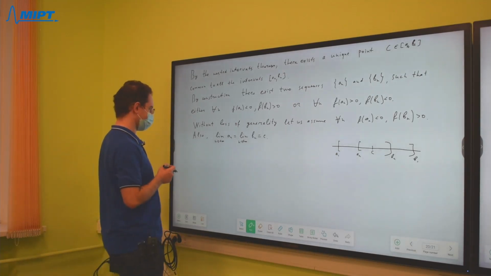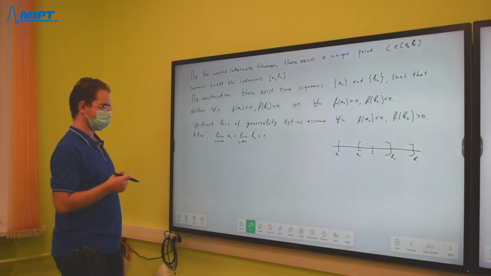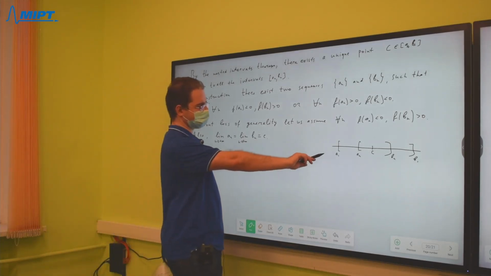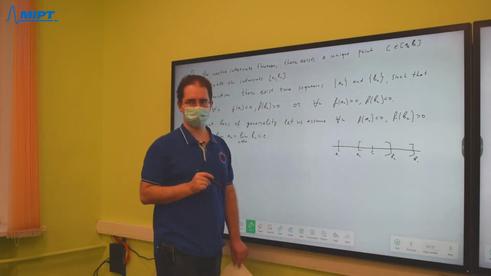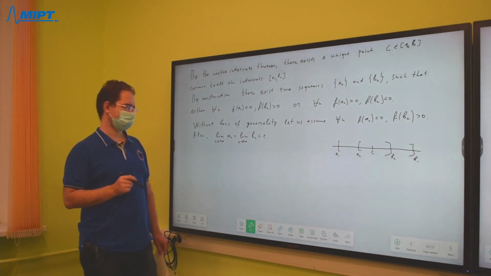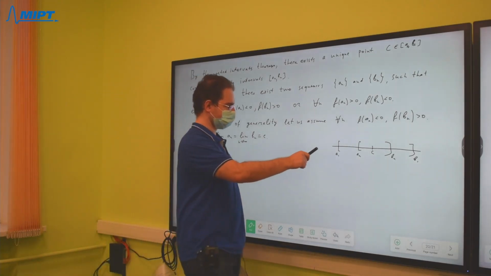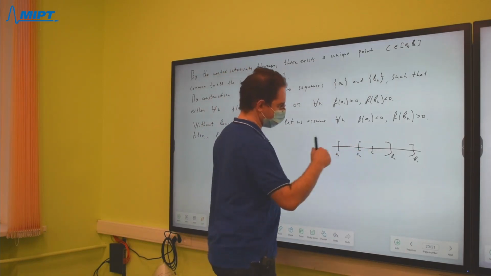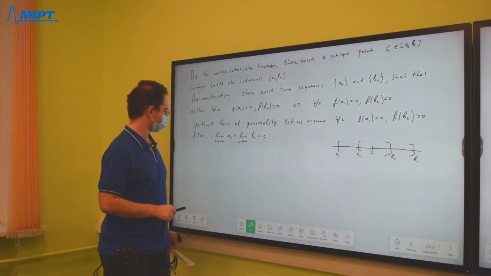Okay, moving on. I of course meant that those sequences are not strictly increasing and decreasing. This one is non-decreasing and that one is non-increasing.